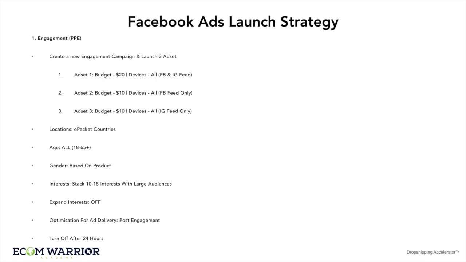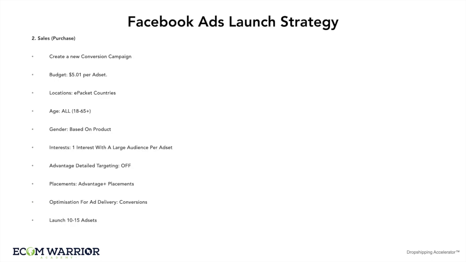So the engagement campaign should only be running for 24 hours, just to build up a bit of social proof at the very start, and then once you do build up a bit of social proof within the 24 hours, turn off the engagement campaign, as that will no longer be needed.